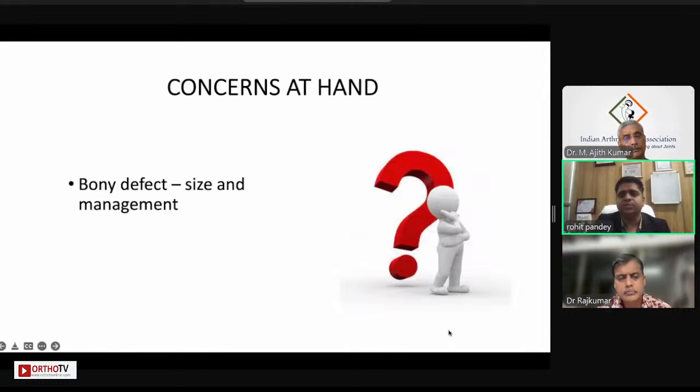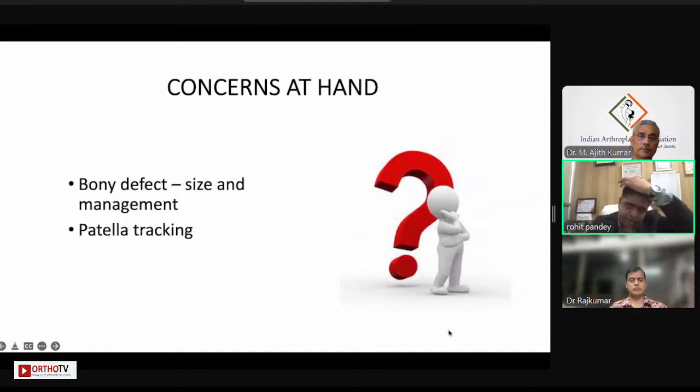The other concern was the bone defect. If it was there, then it has to be managed and you have to be prepared for that. And regarding the patella tracking, as rightly pointed out by you, how it is tracking post-op and before also, how the patella is behaving, is very much important.